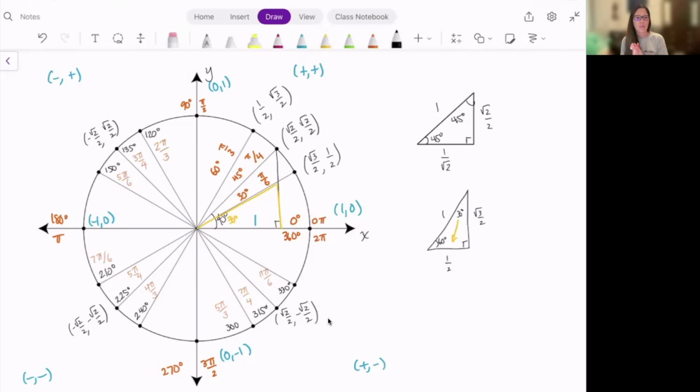All of the pi over 6, all of the 6's in the denominators are going to have that same root 3 over 2, 1/2 point, and it's the ones that are directly above and below the x-axis. It's just the sign that changes. So this is going to be negative root 3 over 2, positive 1/2. This is going to be negative root 3 over 2, negative 1/2. And this one's going to be positive root 3 over 2, negative 1/2.